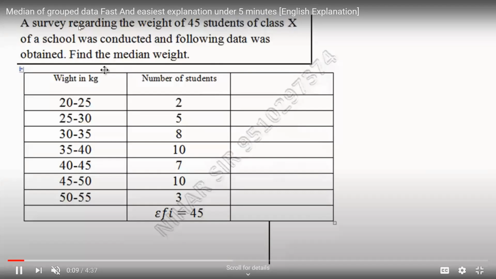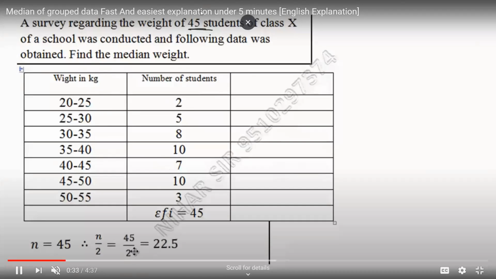Now, a survey. This is another example which contains continuous group data: a survey regarding the weight of 45 students of class 10. Now, we have a proper knowledge. They have collected the weight of the 45 students of class 10. How much weight do they contain, what is the average weight, or what is the median of the group data?